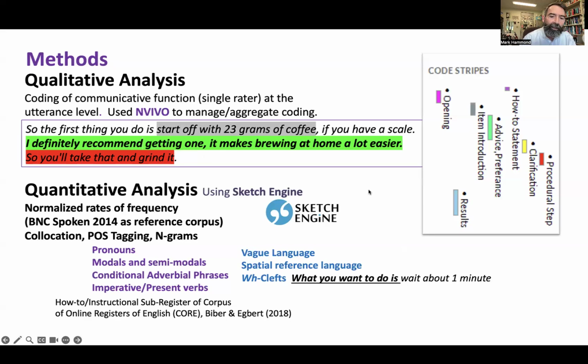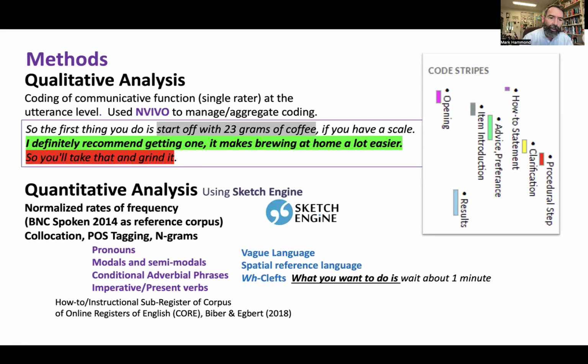For quantitative analysis, I used the Sketch Engine corpus management platform. I used the tools there to normalize rates of frequency, using the BNC Spoken 2014 corpus as a reference corpus, just so I could tell actually what was more frequent in the different corpora. I also used the collocation, the POS, parts of speech tagging, and Ngram tools, just to see what salient patterns I could find.